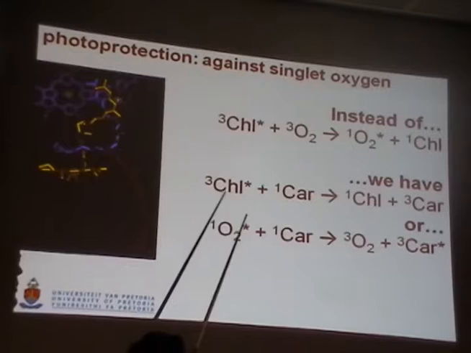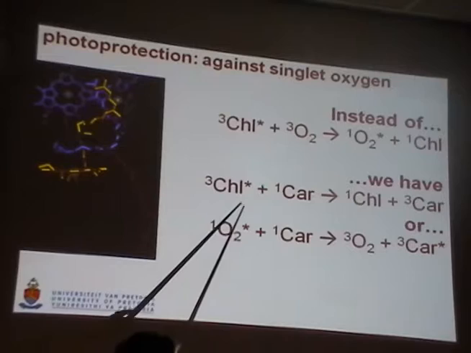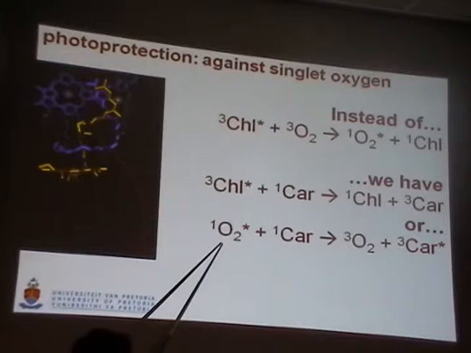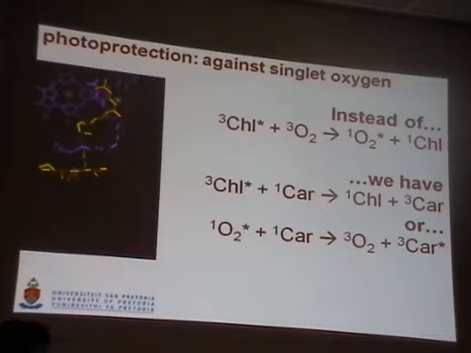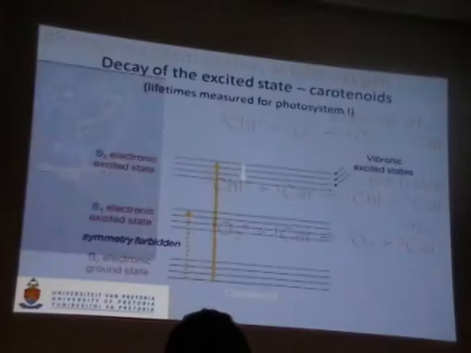And there are two ways in which carotenoids can do this. They can quench triplet chlorophyll to form singlet chlorophyll again, or they can quench singlet oxygen to form triplet oxygen again. So this is one of the most important photoprotective functions of carotenoids.